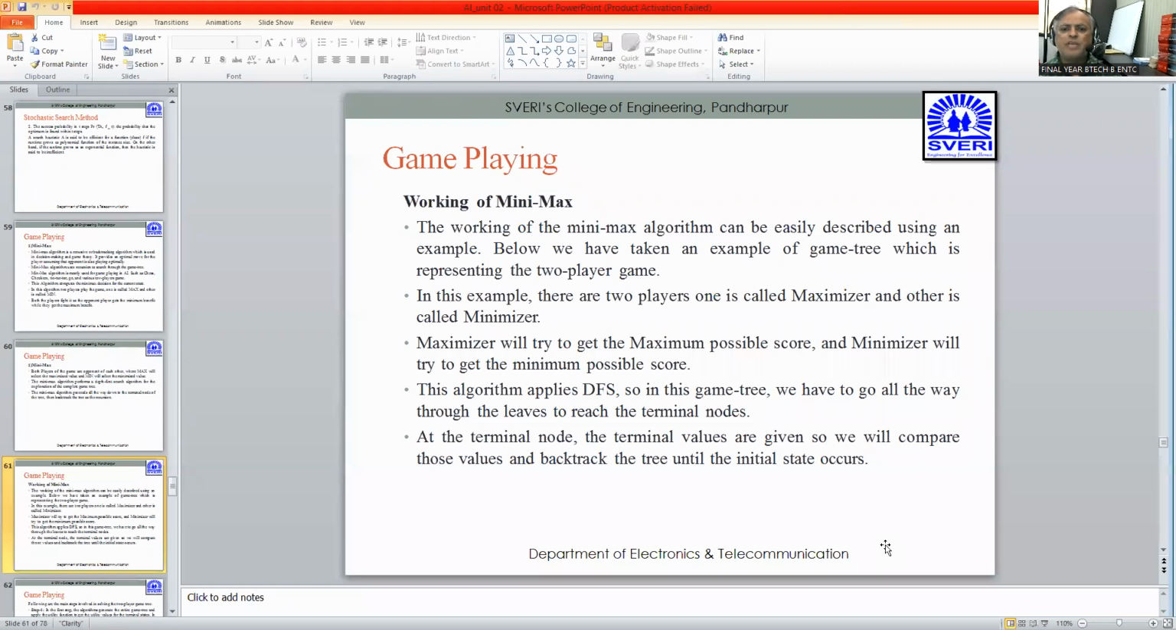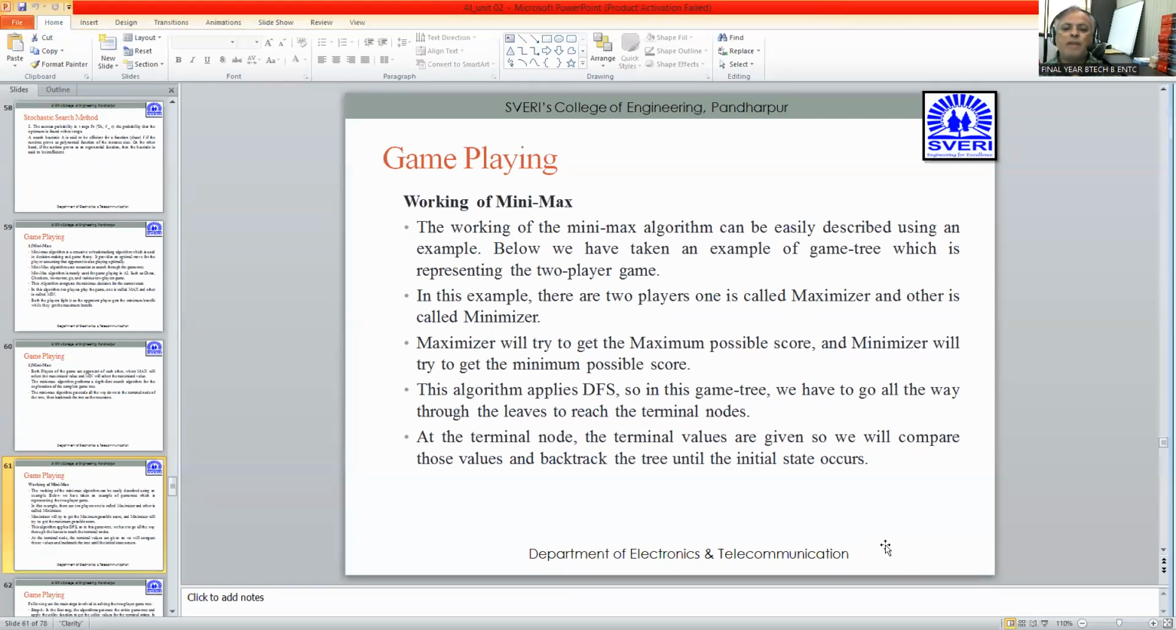So let us assume that there is a game tree, and always obviously a two-player game. The two players, one is called the maximizer, the other is called the minimizer. Already we have seen this. So the maximizer will try to get the maximum possible score, whereas the minimizer will get the minimum possible score. So in this way, it is going to work out.